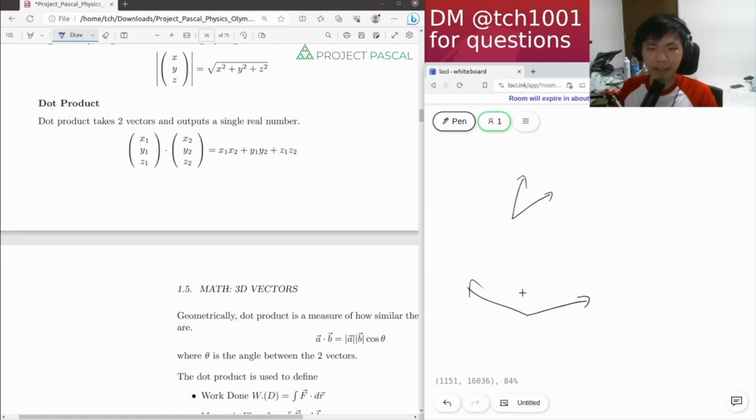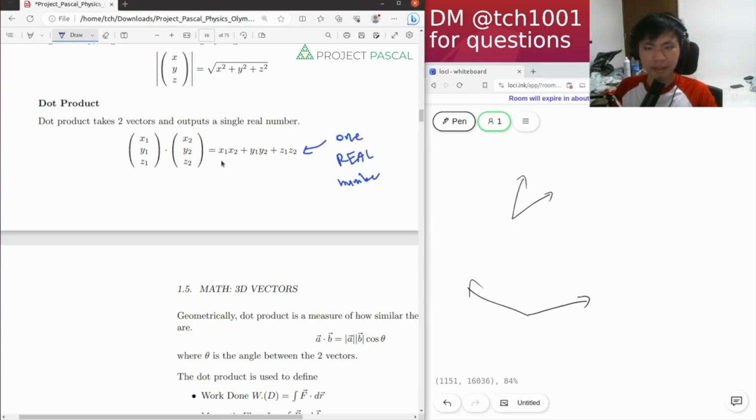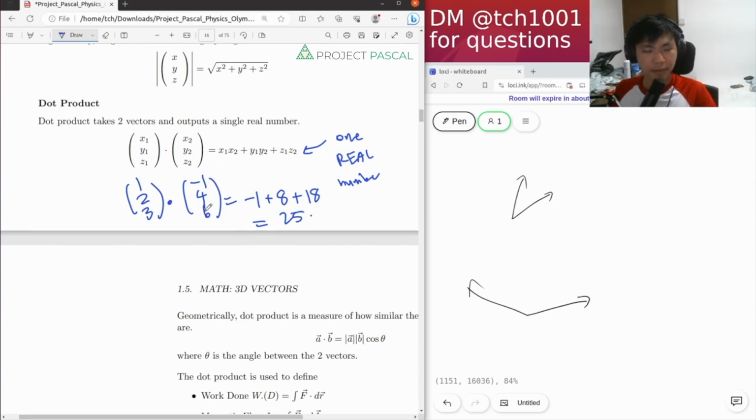And numerically, how you calculate the dot product is that the dot product eats two vectors and spits out one real number. The real number is calculated as the sum of the products of the components. So for example, (x1, y1, z1) dot (x2, y2, z2) gives me x1x2 plus y1y2 plus z1z2. So for example, if I do (1, 2, 3) dot (minus 1, 4, 6), that will give me minus 1 plus 8 plus 18, which totals to 25. Now this is numerically how we calculate the dot product of two vectors.